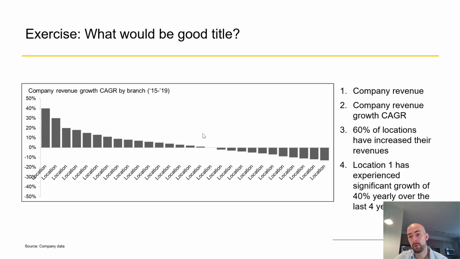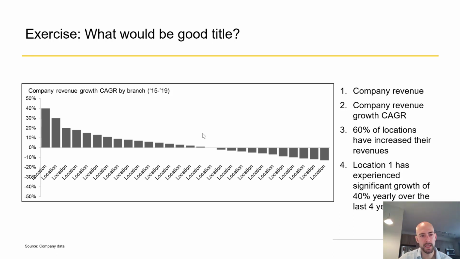The next point, 60% of locations have increased their revenues. I think that's a very interesting point. We're using data, a specific metric. 60% of locations have increased their revenues as opposed to 40% who have seen declining revenues. And the next point, location 1 has experienced significant growth, over 40% yearly over the last 4 years, which could also be a decent, good action title.